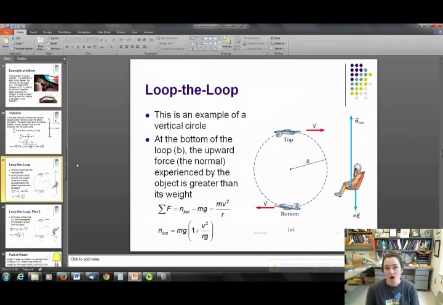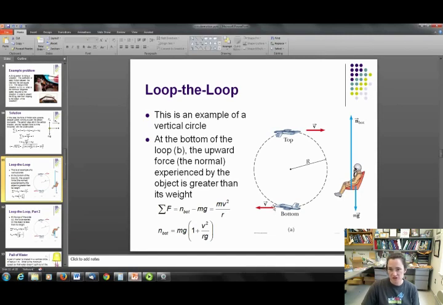Now let's move on from horizontal circles into vertical circles. Vertical circles are a little different because you'll have a different sum of the forces at the top versus the bottom of the loop because of gravity.